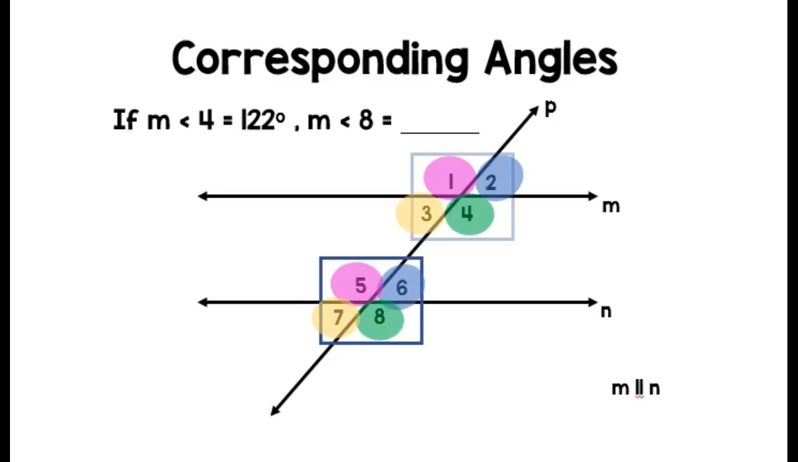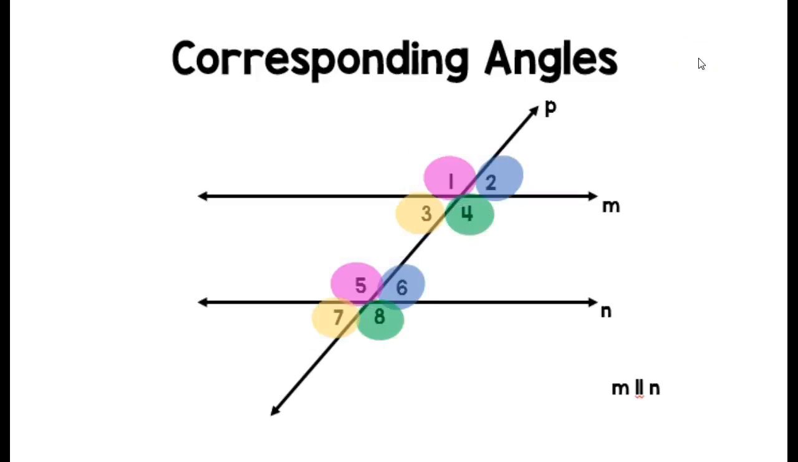Now, if the measure of angle 4 is 122 degrees, what is the measure of angle 8? Go ahead and pause it, figure out what your answer will be. Okay, now that you've had time to think, if the measure of angle 4 is 122 degrees, we know that its corresponding angle is going to be congruent, so this is also going to be 122 degrees. So we have our corresponding angles.